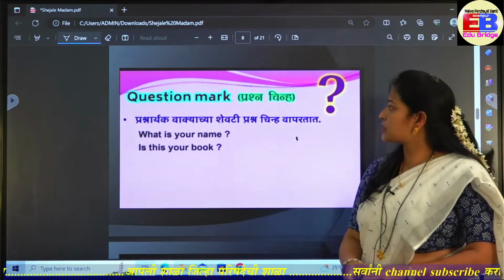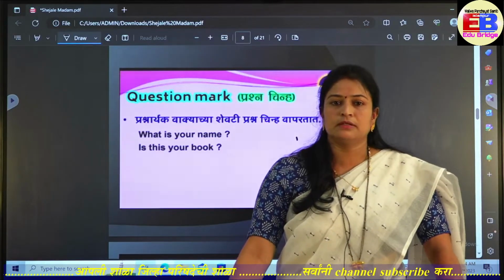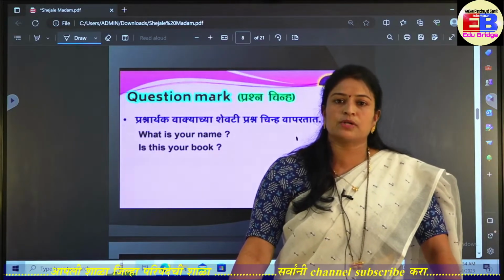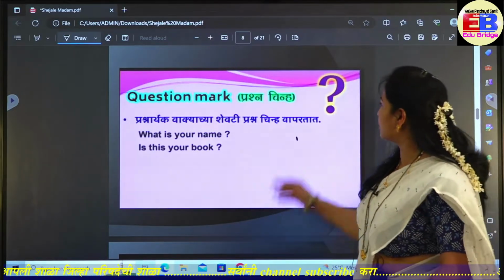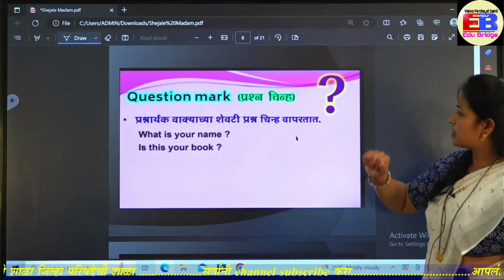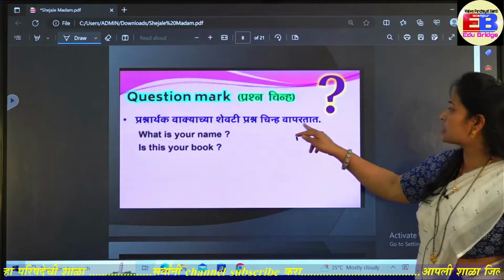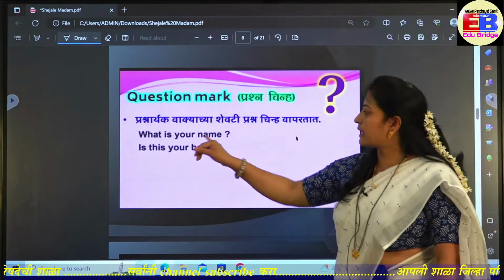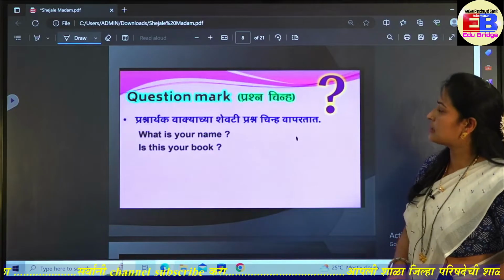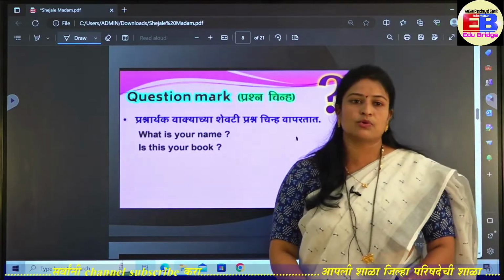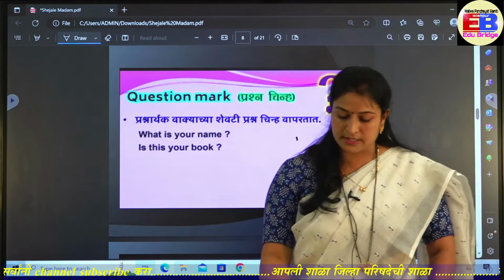Question mark. At the end of any question, the symbol given is the question mark. So at the end of any question we give this type of symbol, that is called a question mark. What is your name? Is this your book? So these are the questions. Whenever we ask questions, WH questions, it contains a question mark at the end.